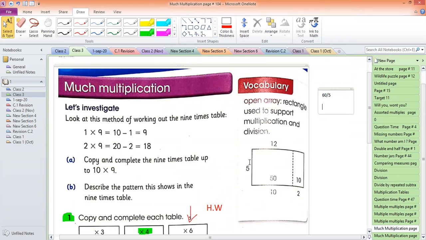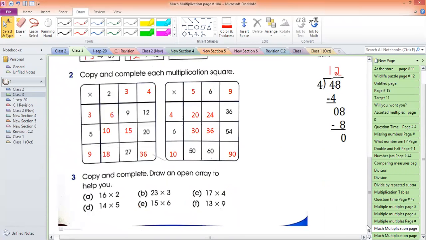You need to divide by 5, so you write 5 here. 5 multiplied by what number will give you 50? 10, so you write 10 here. And 5 multiplied by what number will give you 10? This is 2. So that is 12. 10 plus 2 equals 12. So that is your answer. In that way you have to complete it. So take out your notebook and complete this. Copy and complete, draw an open array.